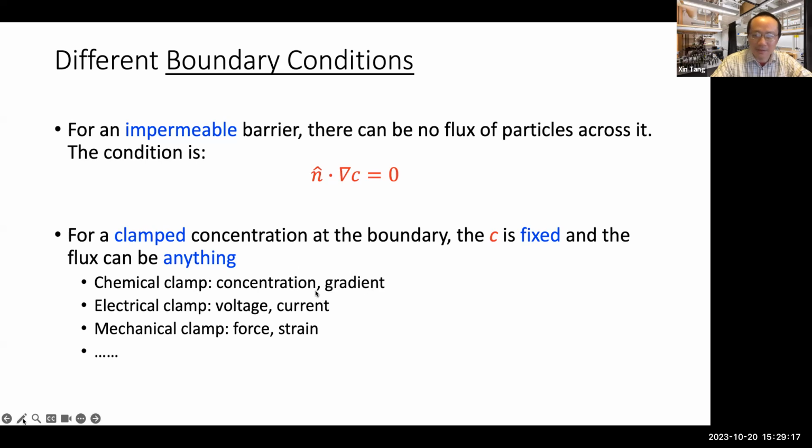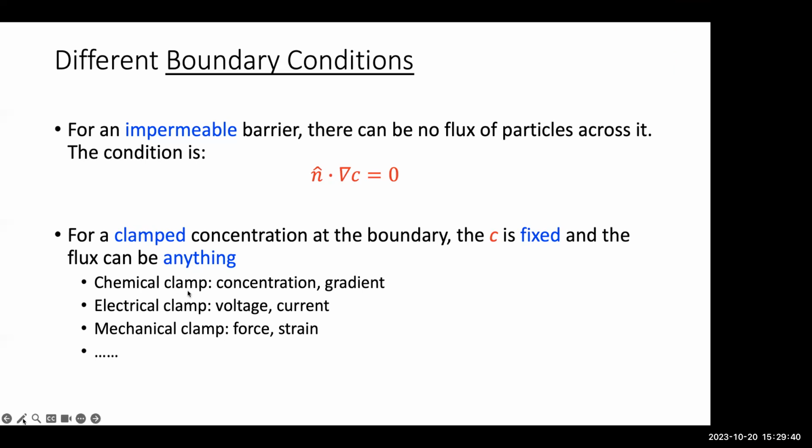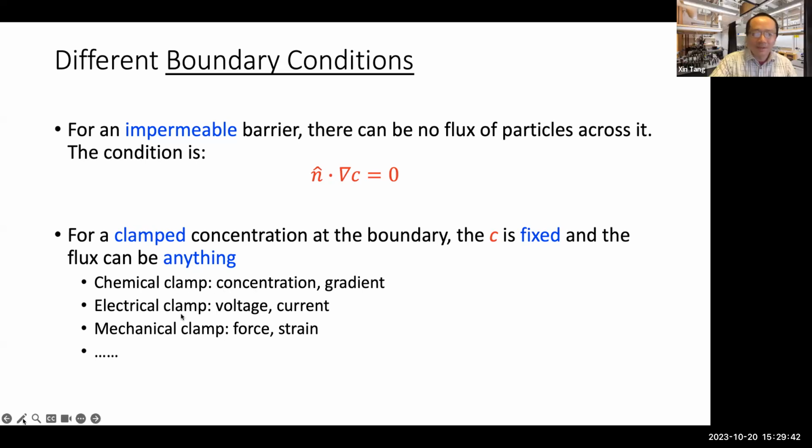This happens when you have a single cell in a bigger petri dish, and the concentration of the chemical in the bigger petri dish will not change, even if the cell absorbs some chemical into the cell body, because the cell is in a bigger reservoir. The bigger reservoir will not change. So then the chemical is clamped. That's one. The second one is called the electrical clamp.